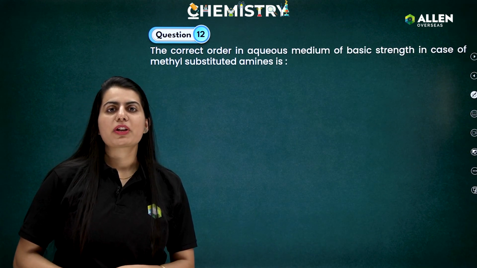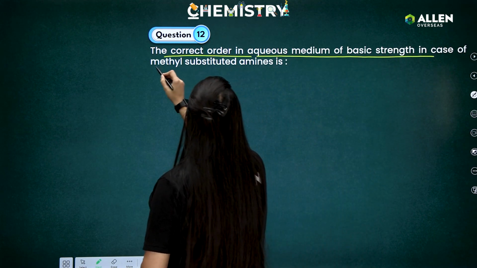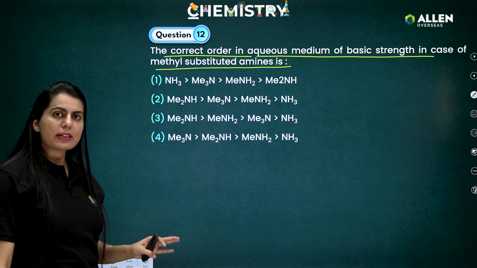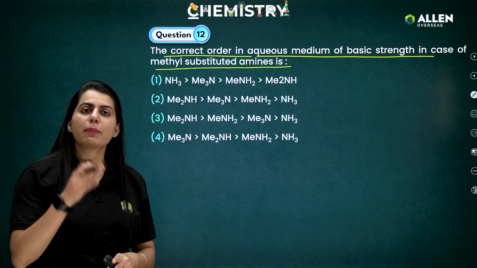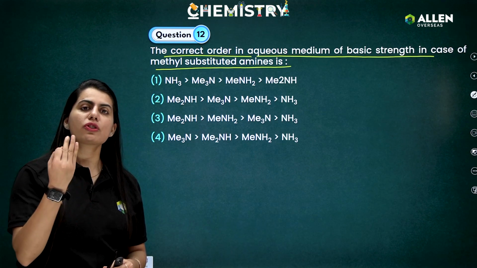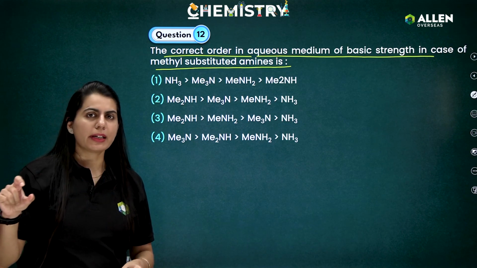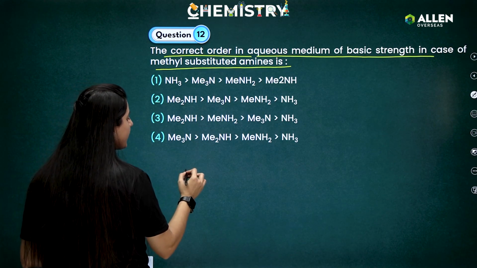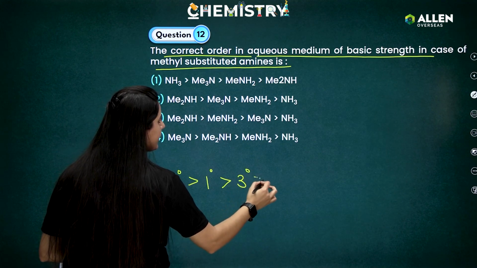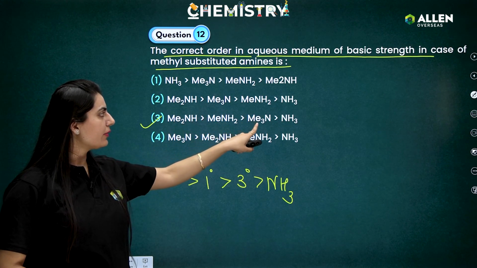Alright students, let's discuss question number 12, which says: the correct order in aqueous medium of basic strength in case of methyl substituted amines is. So when I talk about methyl substituted amines, you are provided with the options. We'll clearly keep in mind that in aqueous medium, the basic strength depends on inductive effect, steric hindrance, and solvation factor. If we combine all these three factors, experimentally we come up with this particular order: 2 degree methylamine comes first, then 1 degree, then 3 degree and then ammonia, which is the case with option number 3rd.